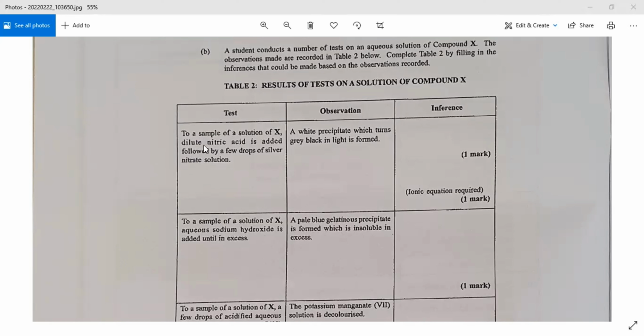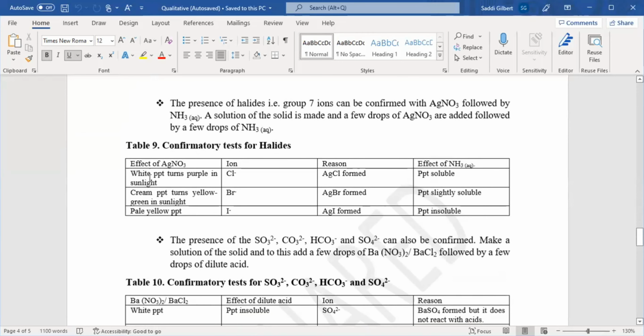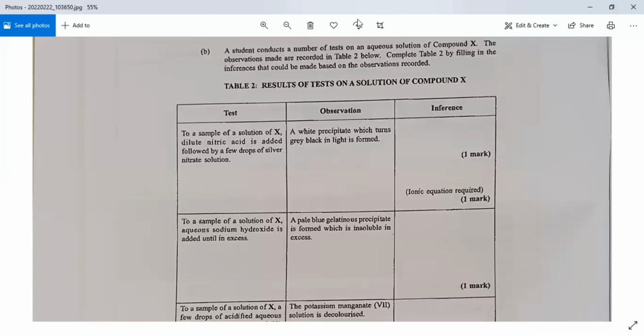So let us look at this bit now. To a sample of solution X, dilute nitric acid is added, followed by a few drops of silver nitrate. It says when you add it, a white precipitate which turns gray-black in light is silver nitrate. You get a white precipitate. Which anion is that? Chloride ion. And then now, what is this? Reason: silver chloride formed. Effect of ammonia: precipitate soluble. For this, we would write Cl-.